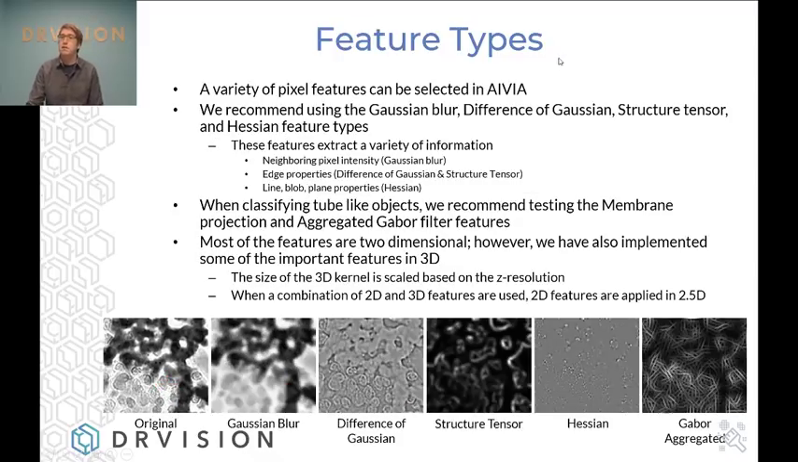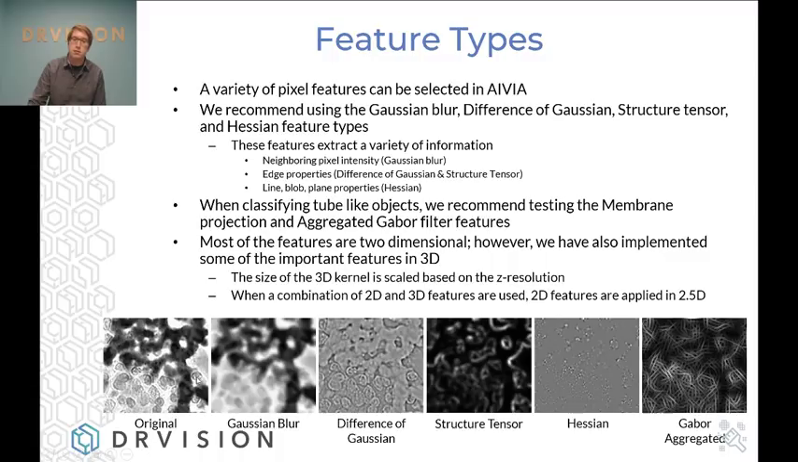About the different feature types that can be used in Aivia: there are many, but we recommend starting with the Gaussian blur, difference of Gaussian, structure tensor, and Hessian features. The reason is that these are very powerful features that are also very optimized to work well together. And these features extract a wide array of information.